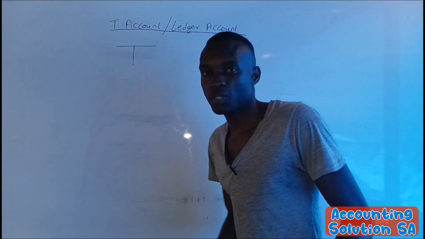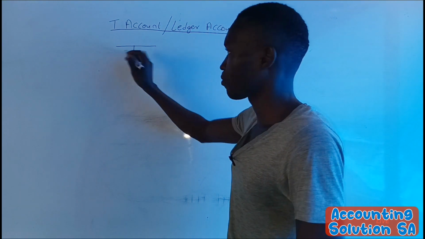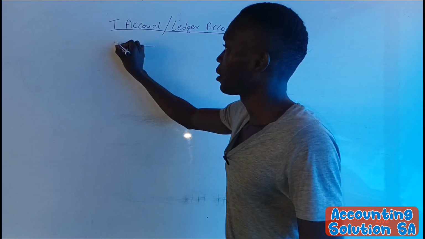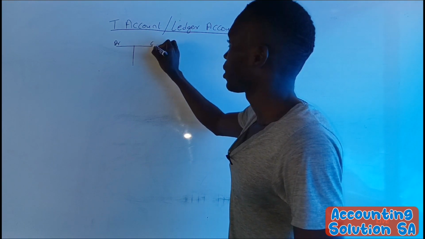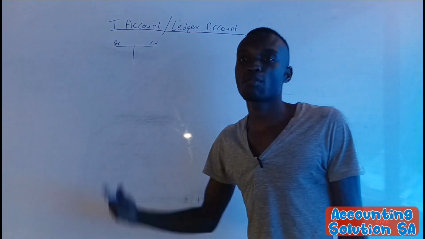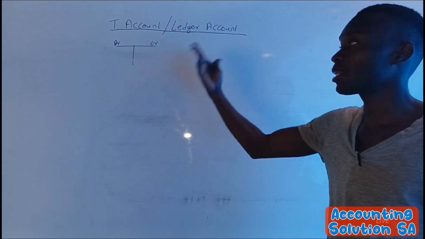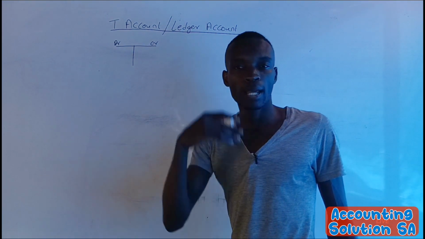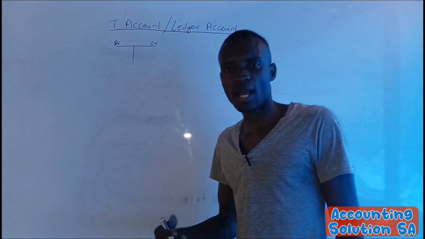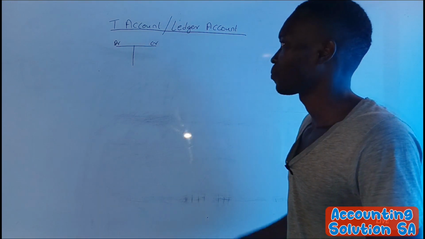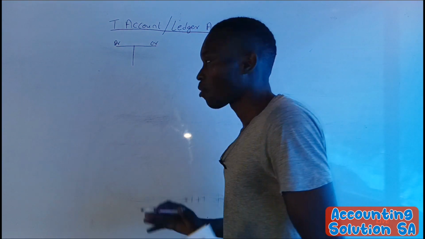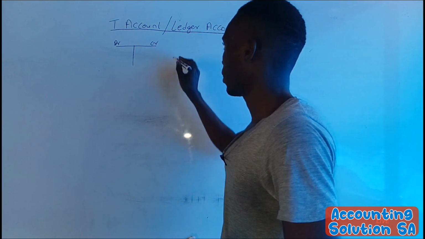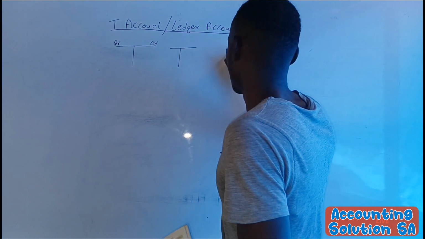In accounting, an account has two sides. On the left side we call it the debit side, and on the right side we call it the credit side. This simply means a T account. The other name you can also call it is a ledger account. So how does this account work? Very simple. In order for you to understand it better, you must have this understanding.